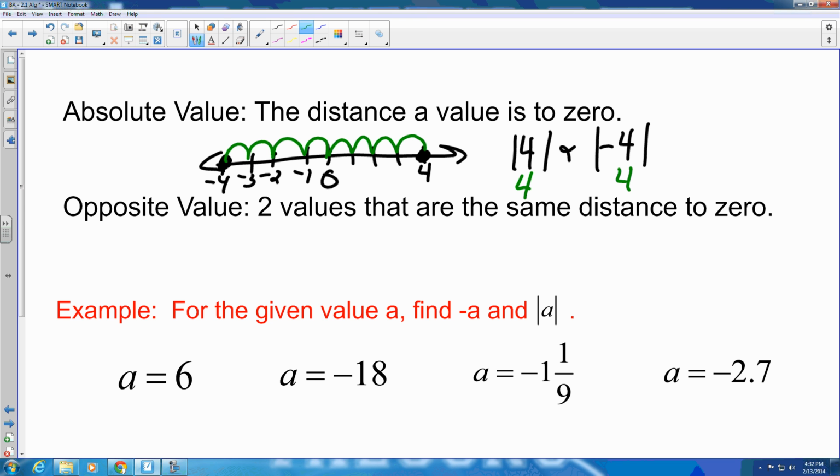Opposite value is when you have two values that are on opposite sides, the same distance to 0. So again here, if I have 4, the opposite of 4 would be negative 4. And usually it gets represented generally as negative a. So if you're looking for the opposite of it, then you go from there.